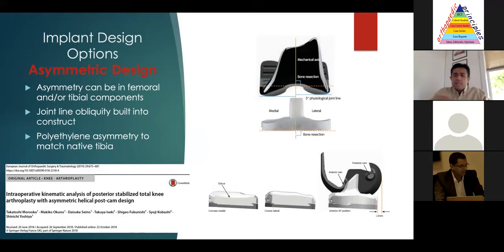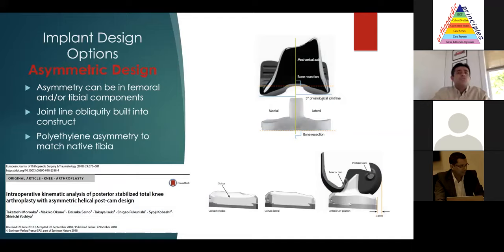When you look at x-rays, it's a little bit disconcerting when you put these implants in for the first time. You notice that there is a joint line obliquity of about 3 degrees of varus built into this construct. And the reason for doing that is that it is restoring patients to the 3 degrees of varus principle.